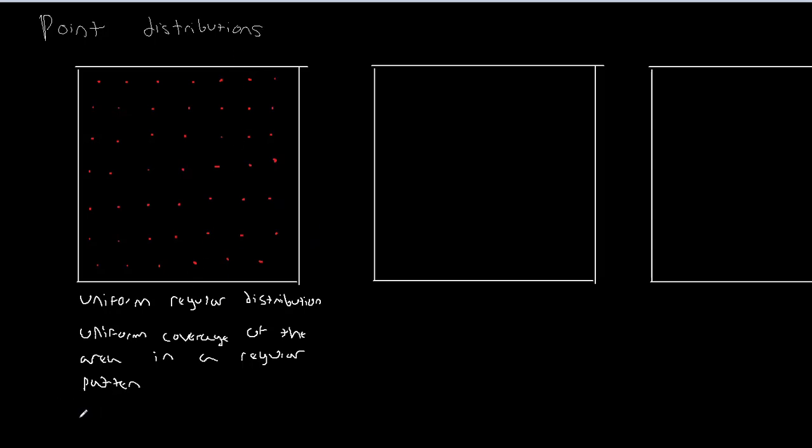Some examples you might see of this, the biggest one from a GIS perspective, is that you're going to get this anytime you do a raster to point conversion. If you took something like an elevation raster and converted it to point data, you would get this uniform regular distribution.